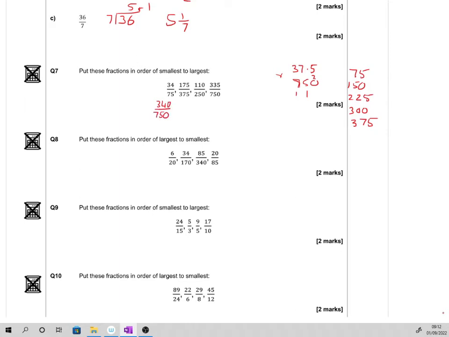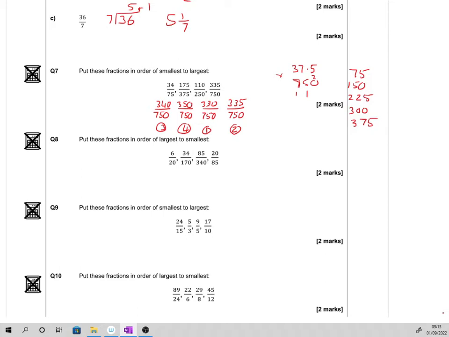Double that one, which is 350 over 750. Treble that one, which is 330 over 750, and that remains the same, 335 over 750. So smallest to largest is, that's the smallest, that's the second, that's the third, and that's the fourth. Oh, that was complicated.